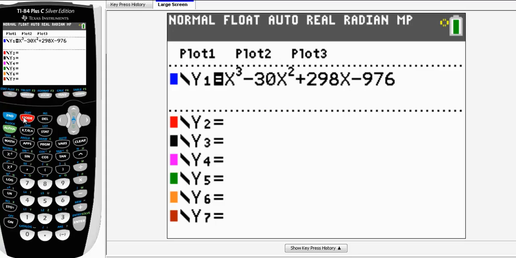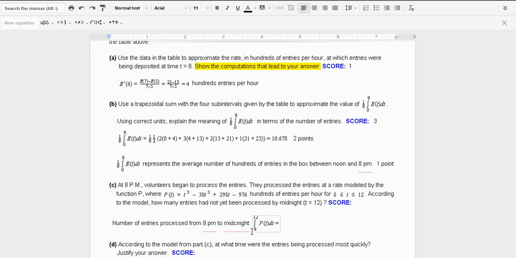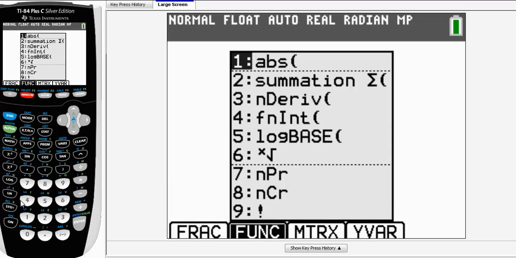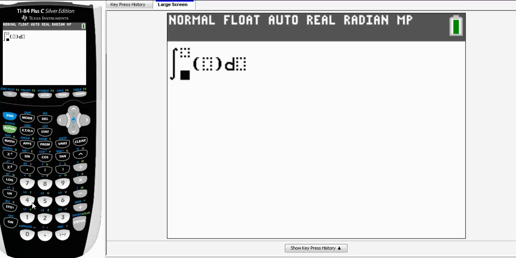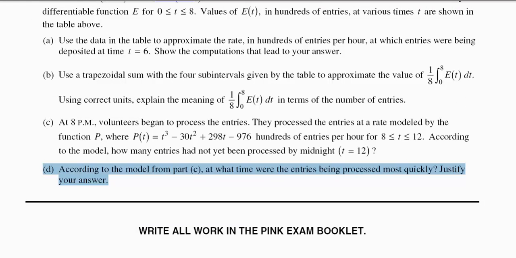So here's my function, and what I need to do is come back to my question. I need to integrate from, and this is actually from 8 p.m., from 8 to 12. So I'll go back to my calculator and I use my integral function, which is right here, number 4. I'm integrating from 8 to 12. And I'm going to recall my function y1 because I already have it typed in. And I get my answer of 16.